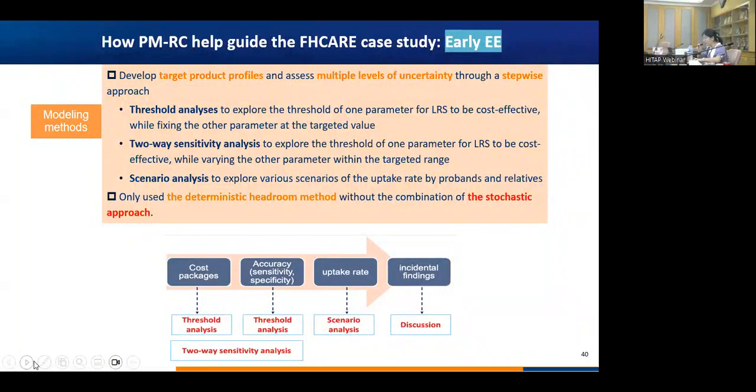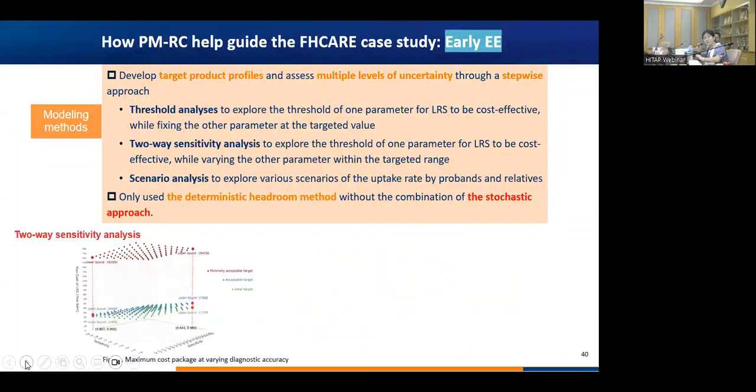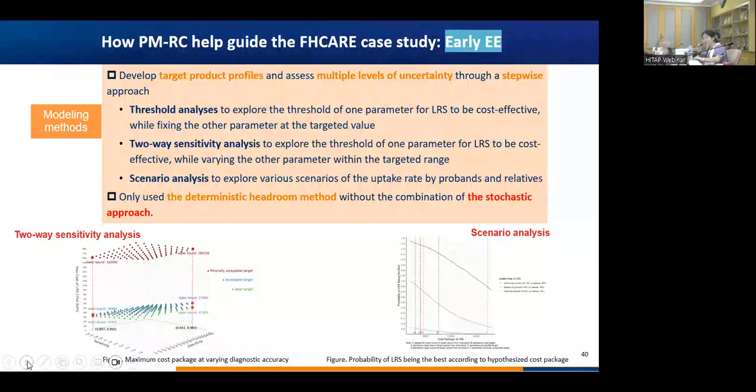For this purpose, as shown in the left figure, please click. Yes, in the left figure, we examine the acceptable maximum cost package of LRS at varying performance. Lastly, as shown in the right figure, we use scenario analysis to explore the cost-effective probability of LRS in the market and a different scenario of LRS uptake rate.